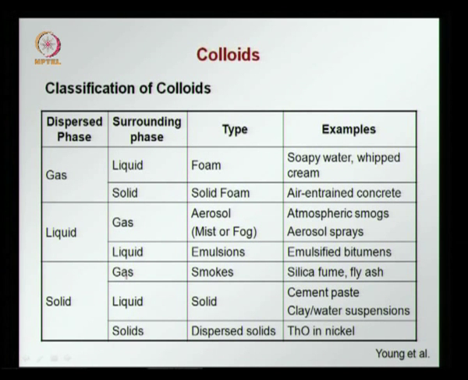When a solid is dispersed in a gas, we have smoke, and an example closer to civil engineering is in the case of silica fume or fly ash. Solid in liquid: we have examples of cement paste and clay water suspensions. This is the reason why calcium silicate hydrate is called a gel. Then a solid dispersion is also possible, an example being thorium oxide in nickel.